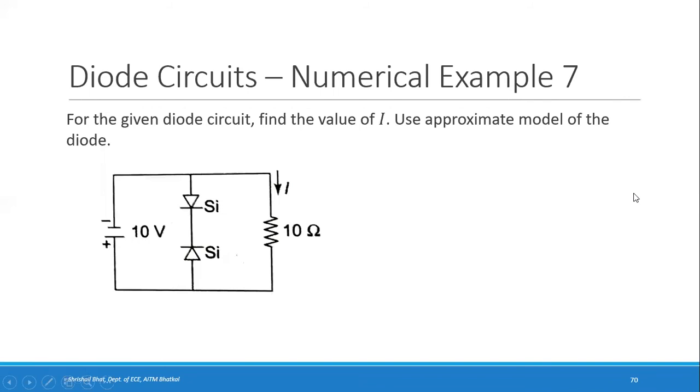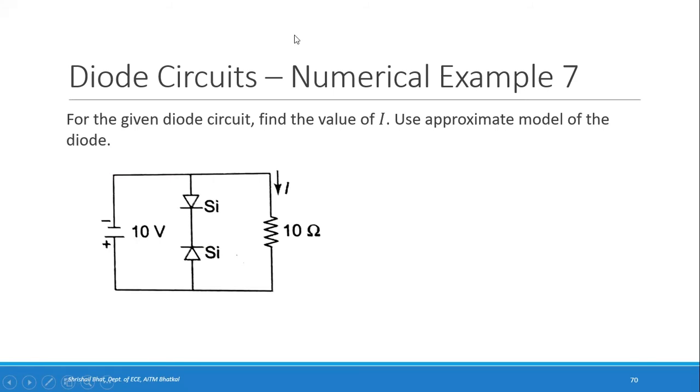So there is another problem. You have been given a diode circuit. You are asked to find the value of I. Again, use the approximate model of the diode. Now tell me what will be the current. What about the diodes? You can see the diodes are connected opposite to each other this way. Are these diodes forward biased or reverse biased? One of them is forward biased and the other is reverse biased, right?